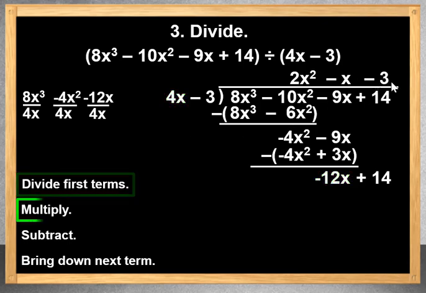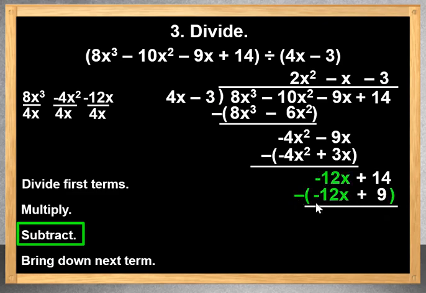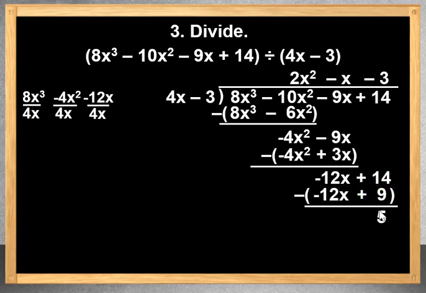And then we're going to multiply negative 3 times 4x, and negative 3 times negative 3, positive 9. We're going to subtract. Negative 12 minus minus, that's plus 12, 0. 14 minus 9, positive 5. And then this 5 is the remainder. So you're going to write the remainder 5 over the divisor, 4x minus 3, and it's positive, right? So positive 5 over 4x minus 3. And then the rest goes in front of the remainder. That would be 2x squared minus x minus 3.